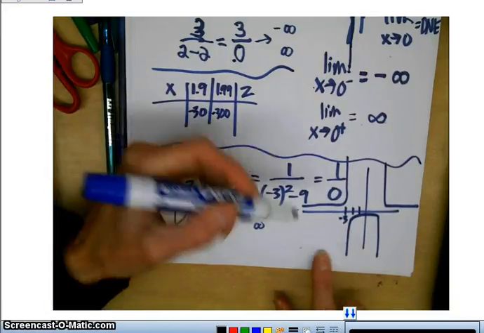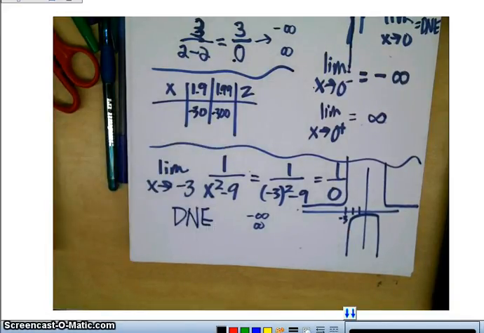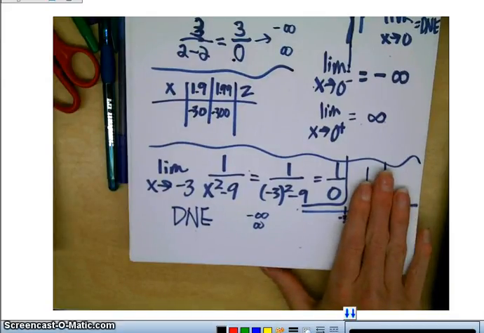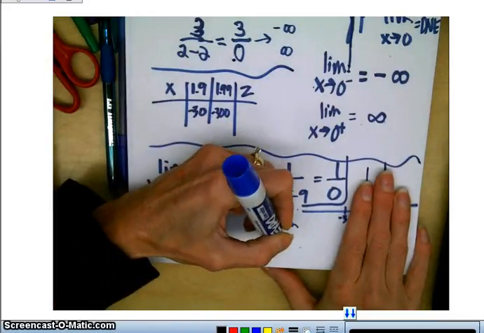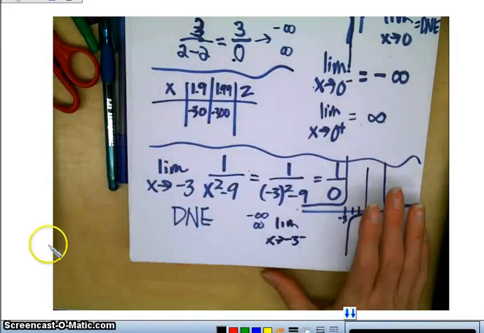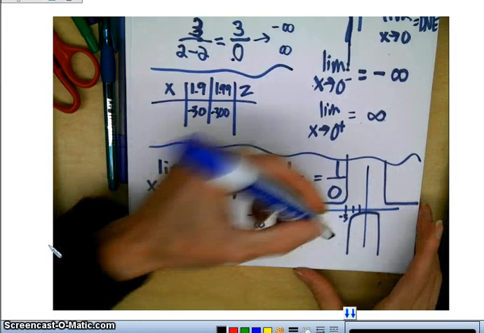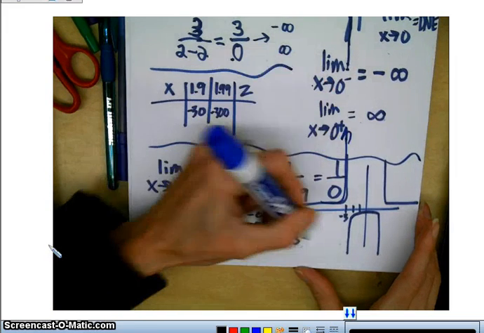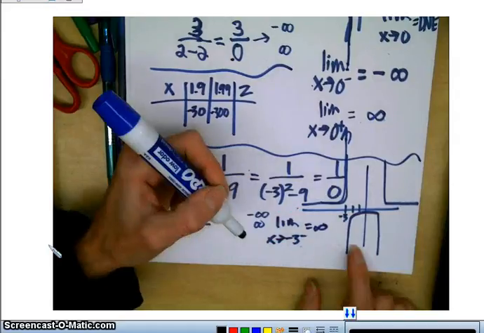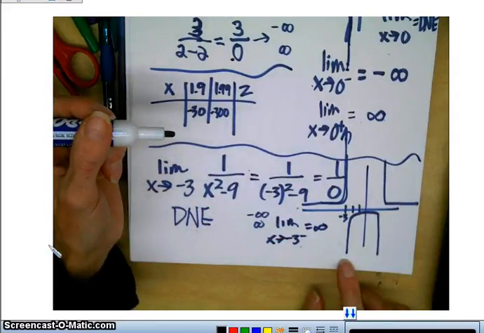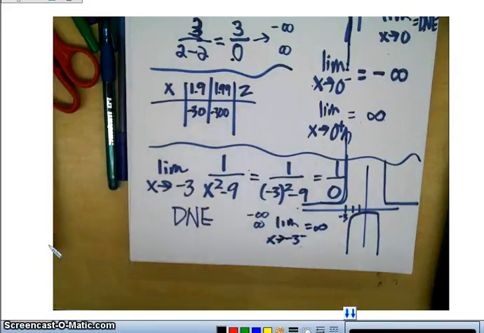Why wouldn't it be positive or negative infinity? It's not one-sided. What if it was the limit from the negative? What would be the limit as x goes to -3 from the negative? That would be positive infinity because it's shooting up. Okay, and from the positive, negative infinity.